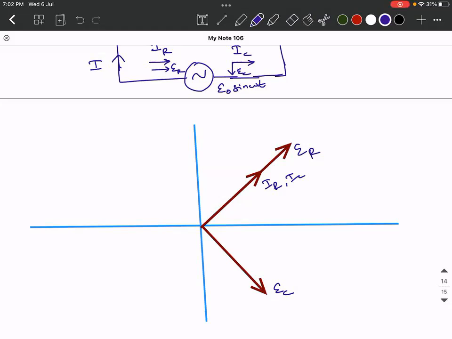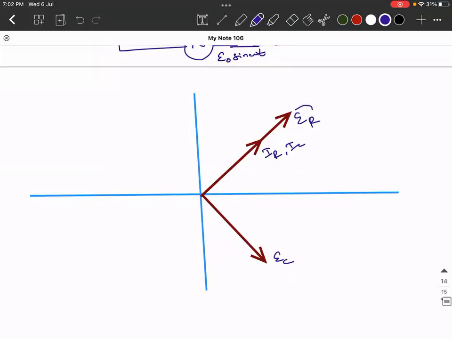Where did we get the idea from? We got the idea from current. So what are the steps to be followed? You need to first fix the direction of current. With respect to current, you should see how is the voltage across the resistor and how is the voltage across the capacitor. I hope this is clear.